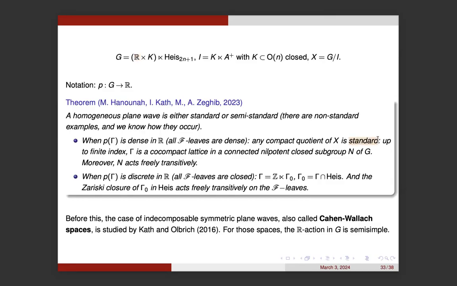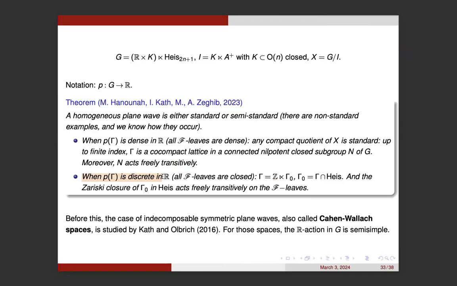And we have more. We have that the syndetic hull acts simply transitively. If the projection is a discrete subgroup of R, this amounts to saying that the leaves are closed. In this case, gamma is isomorphic to a group like this, and in this case we have non-standard examples. And the example I gave before in the beginning of the talk is precisely an example in this situation.